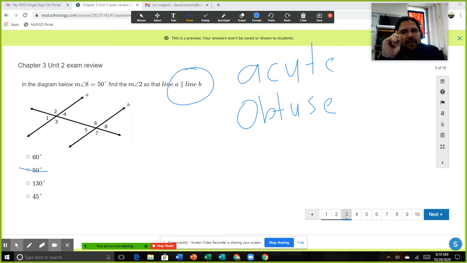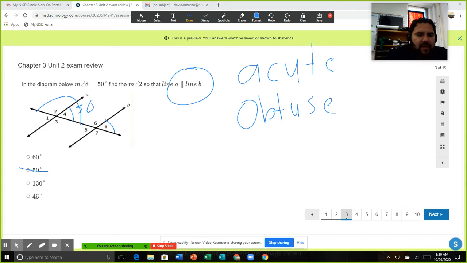Now, I want you to make sure this is the way you really should see it. Angle 8 and angle 4 are corresponding angles. They're congruent, right? Because the lines are parallel. So that means that this is 50. We know that these two angles form a linear pair. Since that angle is 50 degrees, that means angle 2 and 4 add up to 180.